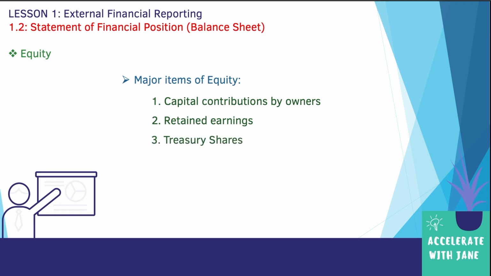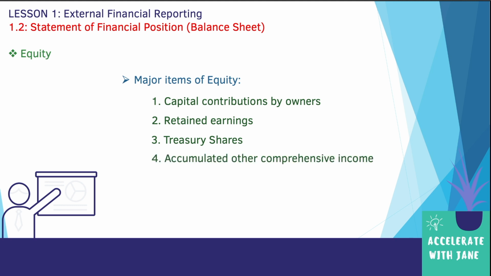Third is the treasury shares. So treasury shares are shares which are bought back from stockholders by the issuing company. So once the company has reacquired the previously issued shares, these treasury shares are no longer outstanding and hence are not included in the distribution of dividends or the calculation of the earnings per share or EPS.